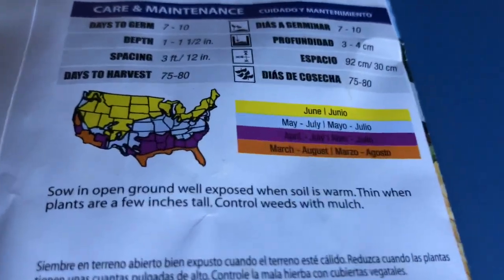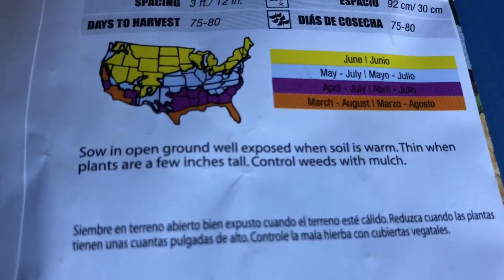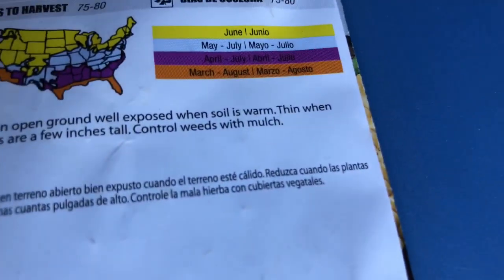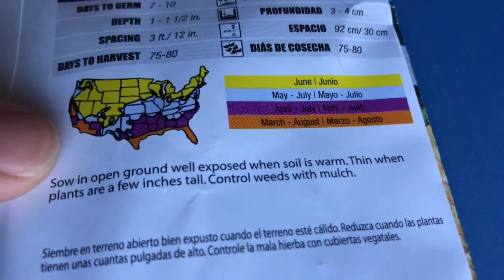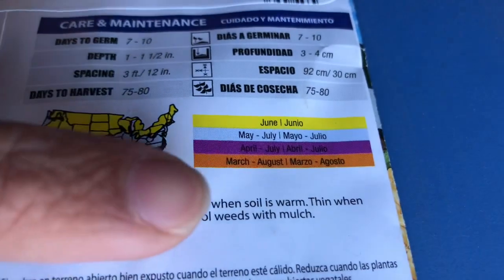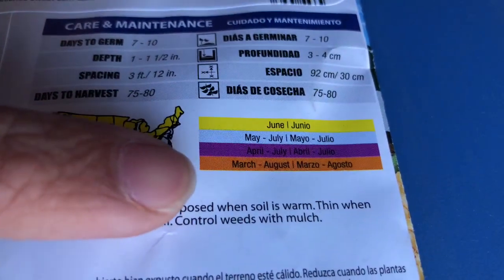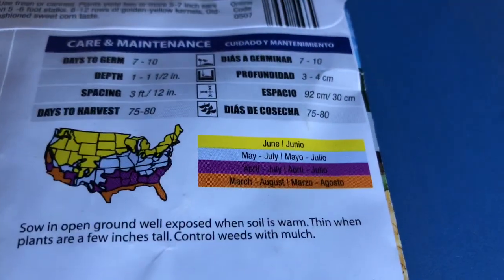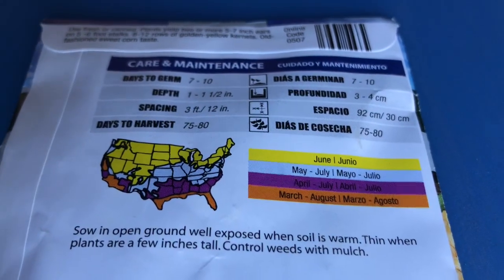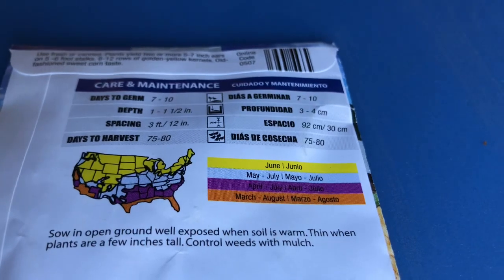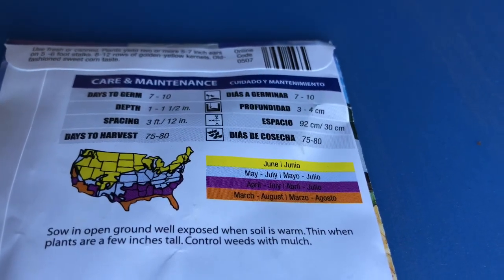Now, if we look at this little map of the United States and we look very closely at California, right there, we see that it's kind of orange in Southern California where we live. Now, if we go over here to the side and see the orange, it says March through August. So those are the months that we want to actually plant this corn. We don't want to plant it in December or November. We want to plant it between March and August.